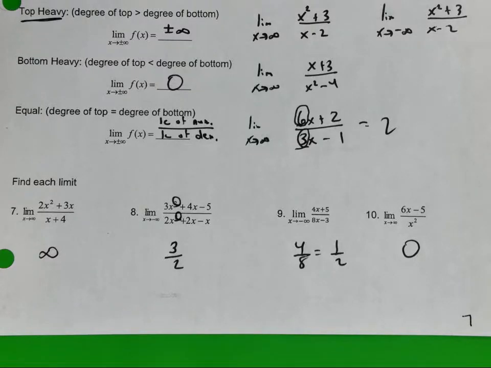I need a hand signal. Okay, so you looked at polynomial and rational. Polynomial, you draw a picture. Rational, you got these 3 rules, okay? So you got to learn that.